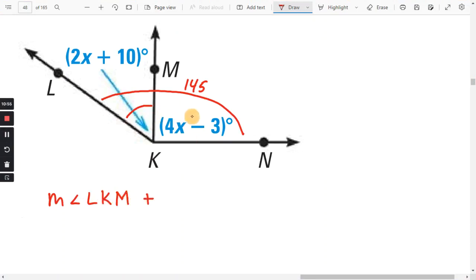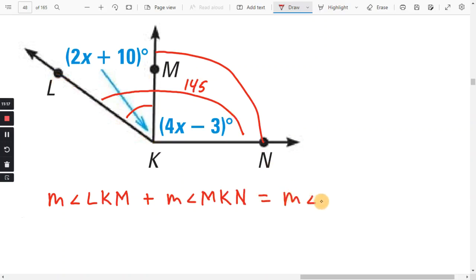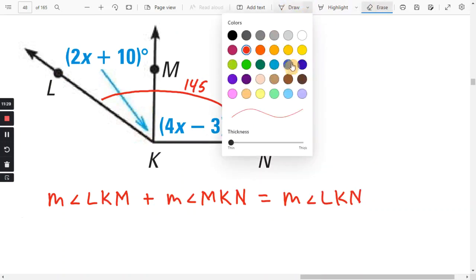And the one on the right is this one right here. So that's going to be MKN, measure of angle MKN. And the whole thing, the big angle, is going to be LKN, measure of angle LKN. Okay? So now we just sub in the algebra expressions for each one.